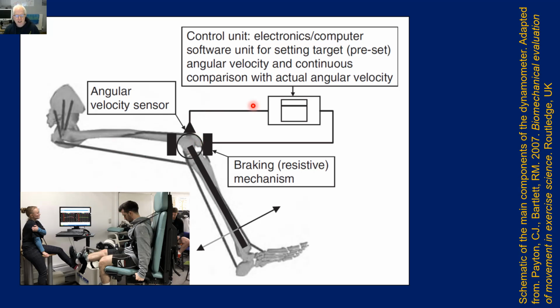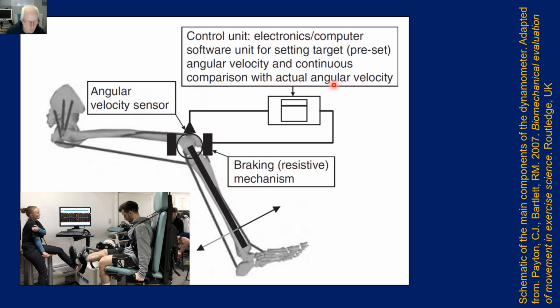So what we have is this control unit. So you've obviously got software which is powering the whole system. So we have the Cybex software here, and what it's doing, it sets angular velocities, and then it compares the set angular velocity with the actual angular velocity. So let me explain what that means.